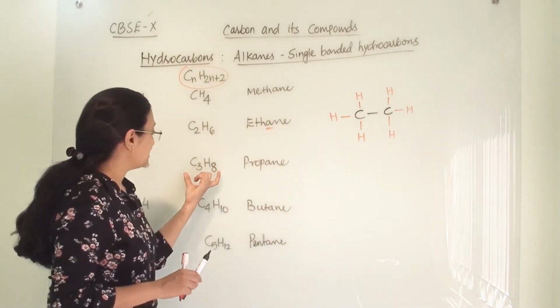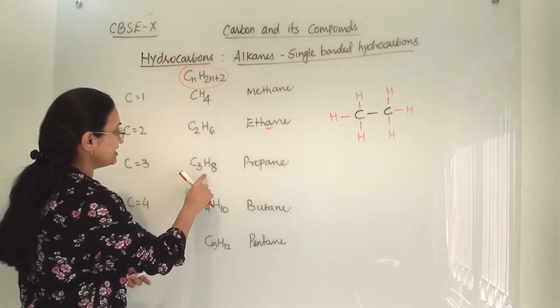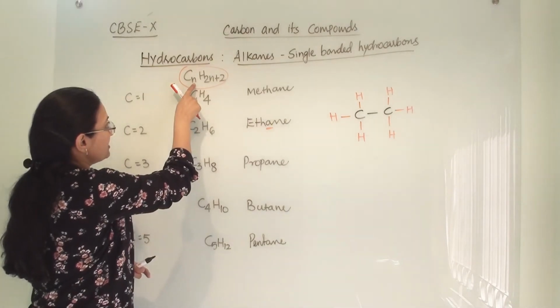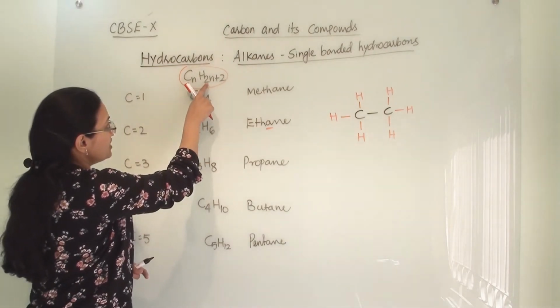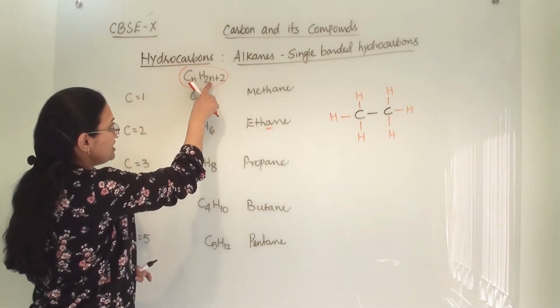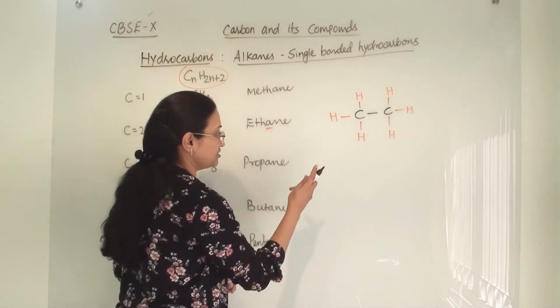Now let us see when there are 3 carbon atoms. Here our homologous series formula is CnH2n+2. Here we will put n as 3. So 2 into 3 is 6, plus 2, so 8. So C3H8. Now let us write the structural formula.